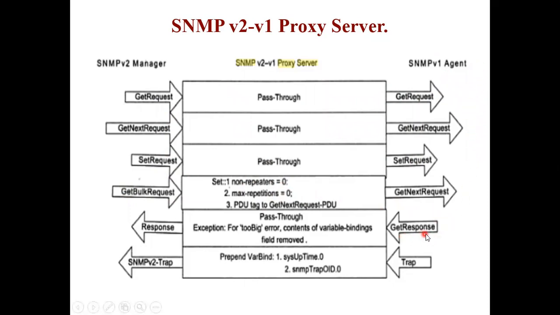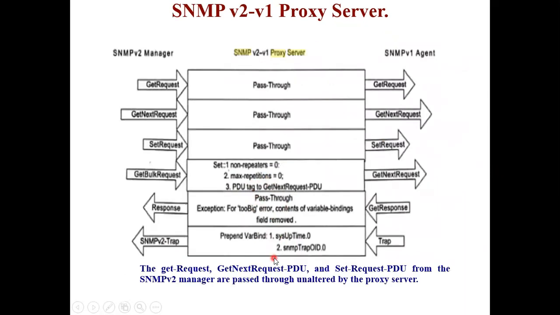Here also there was get response. So get response becomes a response for the version 2 manager. And the trap, we call it the version 2 trap. Now here, these are the modifications which are done. So when you are drawing this figure, you have to, because these are the appended things, the changes in the PDU. Okay.